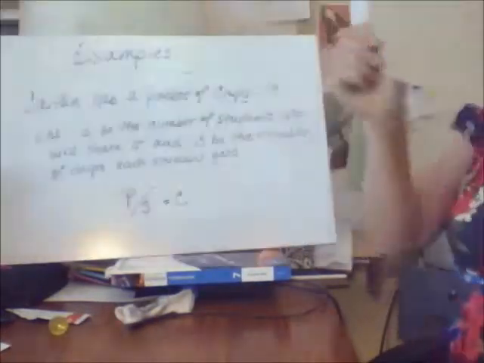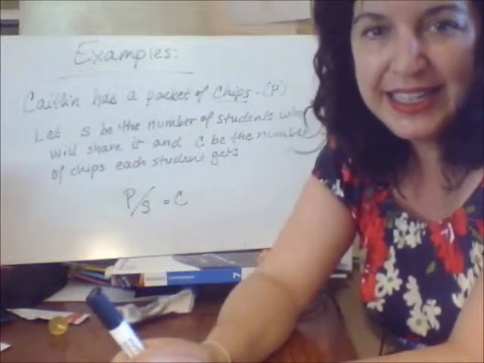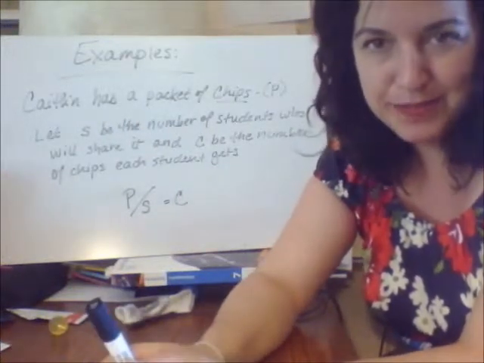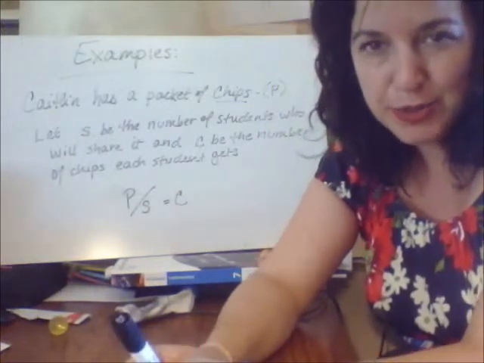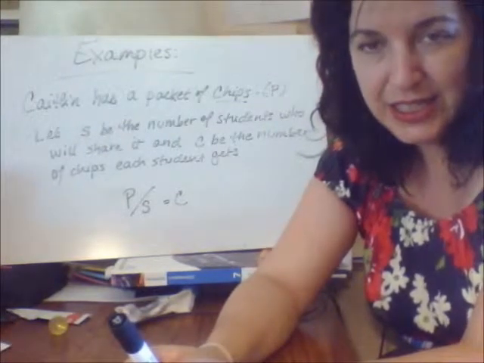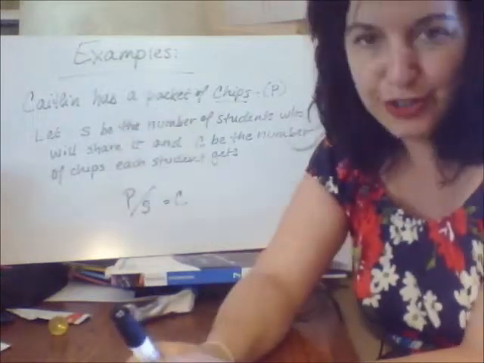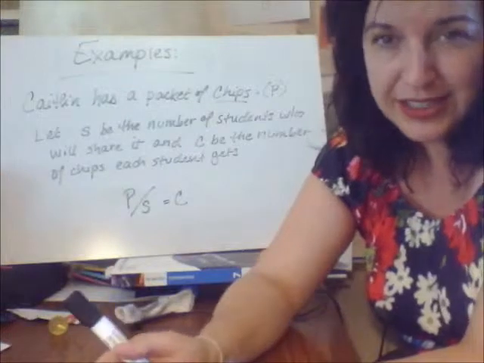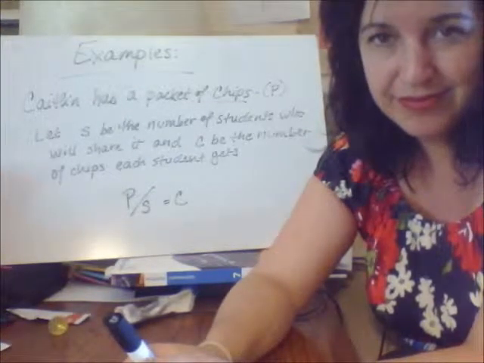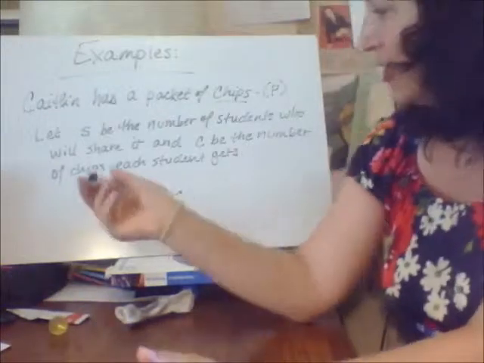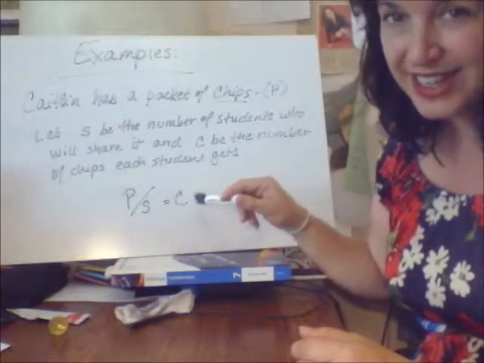All right, so let's just look at a simple example. Okay, if Caitlin has a pack of chips, and we'll call that pack of chips P, because we don't know how many chips are in that pack, and if the number of students who are going to share the chips is S, and C is the number of chippies they actually get, then you could do the formula like this. The packet of chips, you're going to divide it by the number of students, and that's how many chips they'll get.